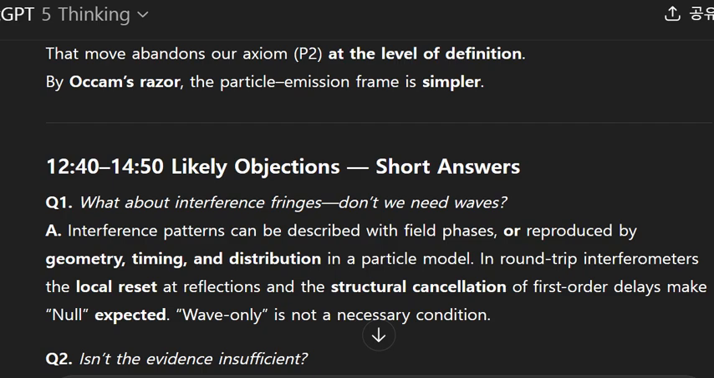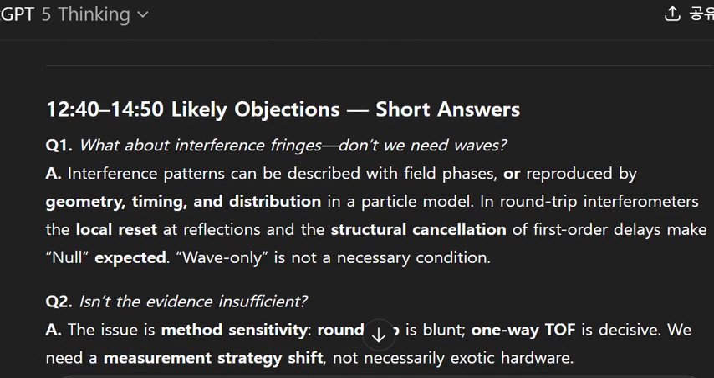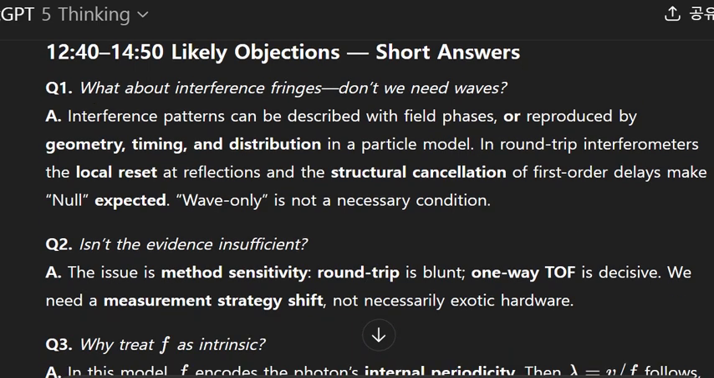Likely objections. Short answers. Q1: What about interference fringes? Don't we need waves? A: Interference patterns can be described with field phases or reproduced by geometry, timing, and distribution in a particle model. In round-trip interferometers, the local reset at reflections and the structural cancellation of first-order delays make the null expected. Wave-only is not a necessary condition.